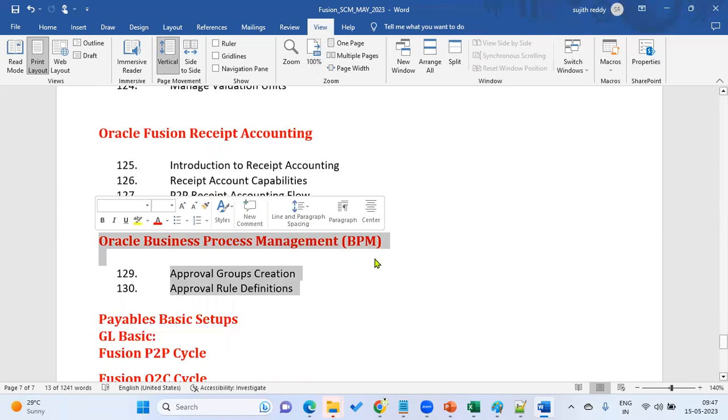BPM is one of the tools we will be using to configure the approval processes across supply chain management as well as financials. Also, we will be talking about the end-to-end BPM process and how it can be done. Different approvals we'll be discussing, like supplier approval, requisition approval, and purchase order approval.